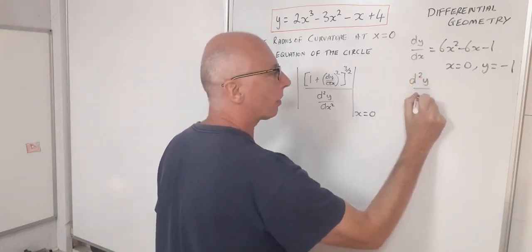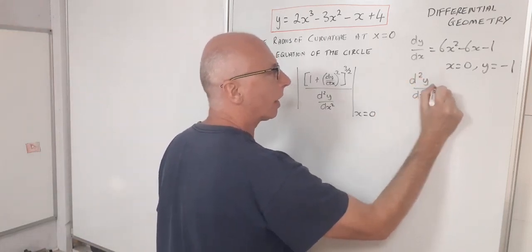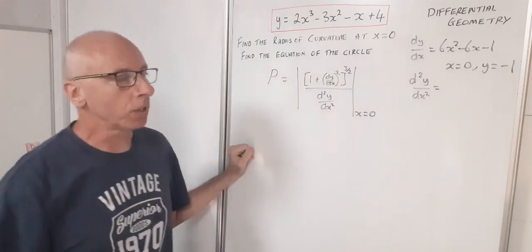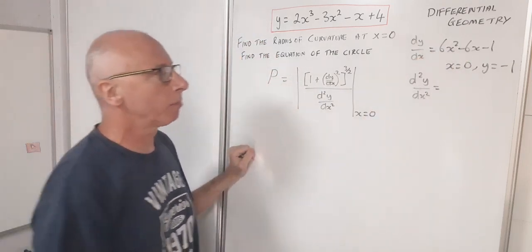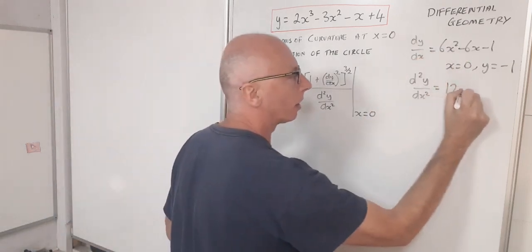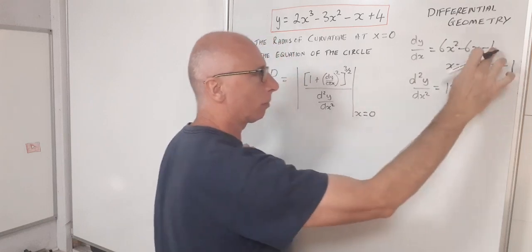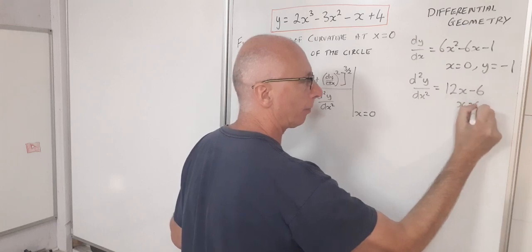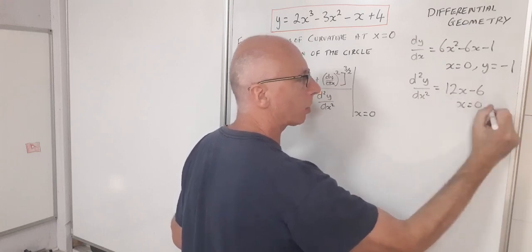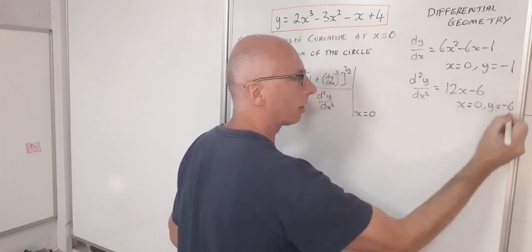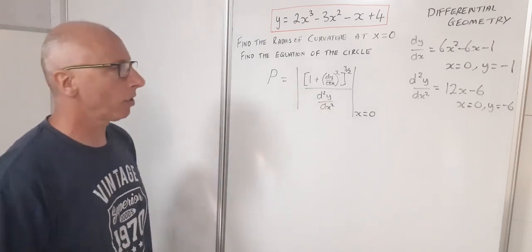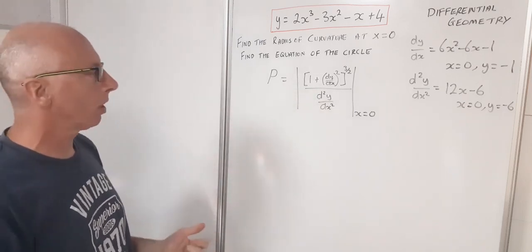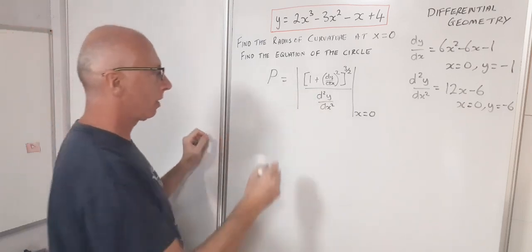Now we want the second derivative. So the second derivative of y is just going to be the derivative of that, which is going to give me 12x minus 6. This one will disappear, and then again evaluate at x equals 0. If x equals 0, we're just left with minus 6. So that's pretty straightforward for our building blocks. Now let's go into this.